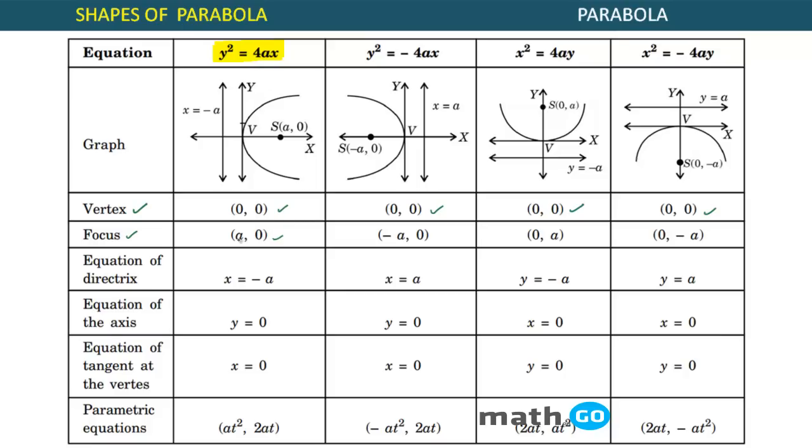So a will be positive, right? In a leftward parabola, a should be on the left hand side. So that is why you are putting a minus sign. So remember this like this. Here it is minus, so that is the reason it will come minus.